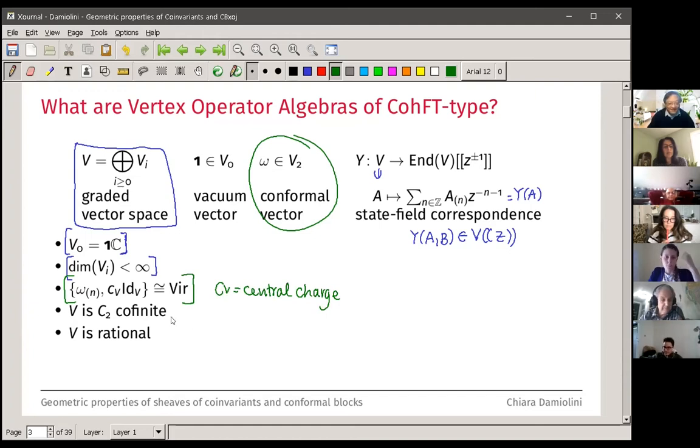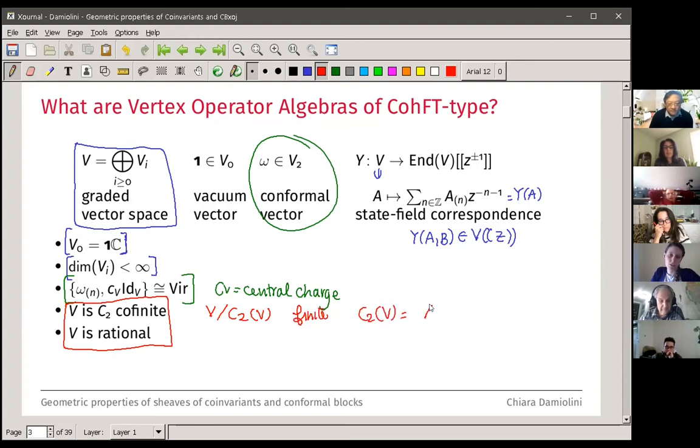And for the construction of these sheaves that I mentioned before, I will not use the C2 cofiniteness condition and rationality, but I will actually need them to have properties of these spaces. So we are not going to see where these two conditions play a role at the moment. Maybe we'll say a couple of words, but the cofiniteness condition tells us that V modulo C2V is finite, where C2 of V is the space generated by elements of this type.